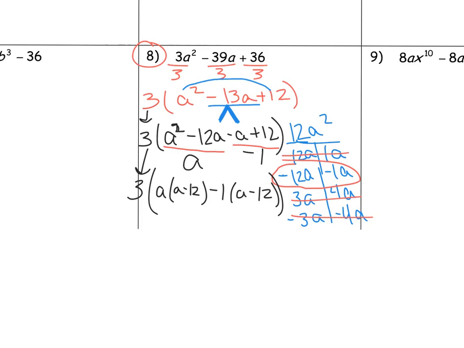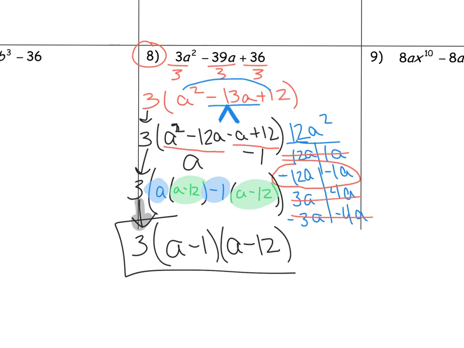All right, well, now let's see what we have. These two things match. Those two things match. And this is what's left over. We are going to group. Again, bring down the 3. Leave it alone. In my double set of parentheses, I have a minus 1 and a minus 12, and that's it. We did it. We found the GCF, and then we factored by grouping.